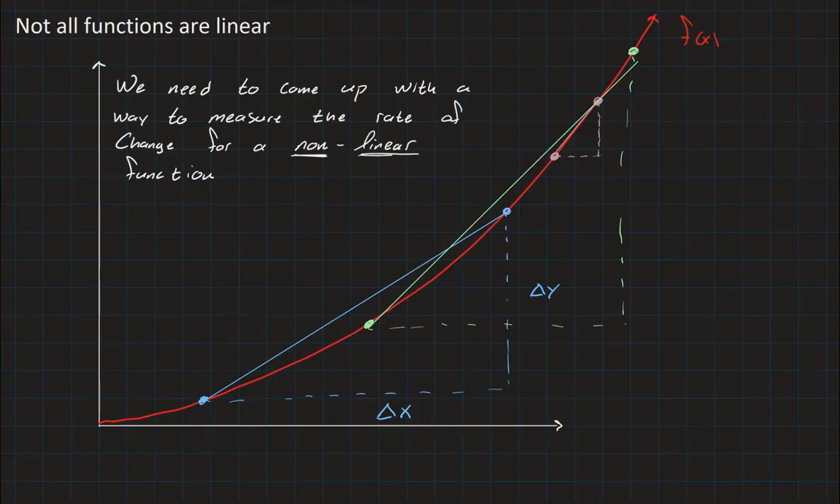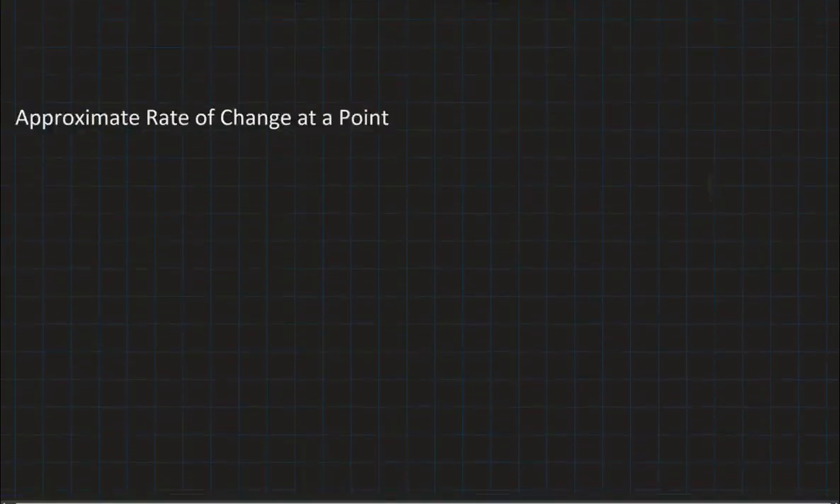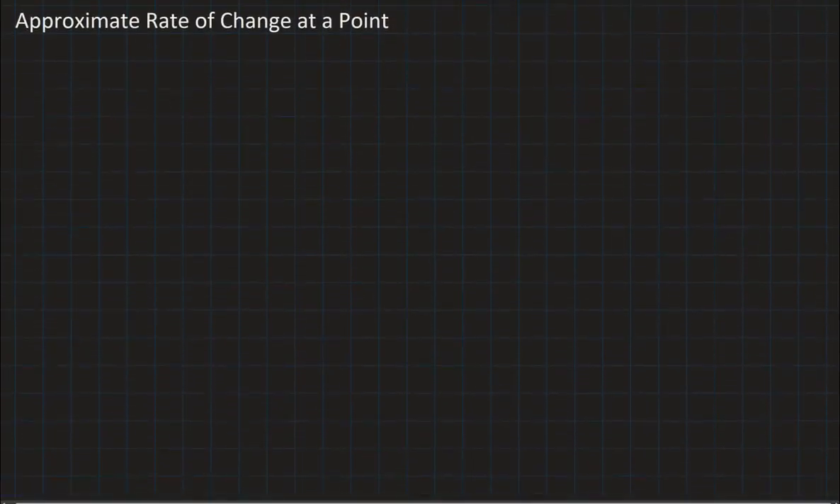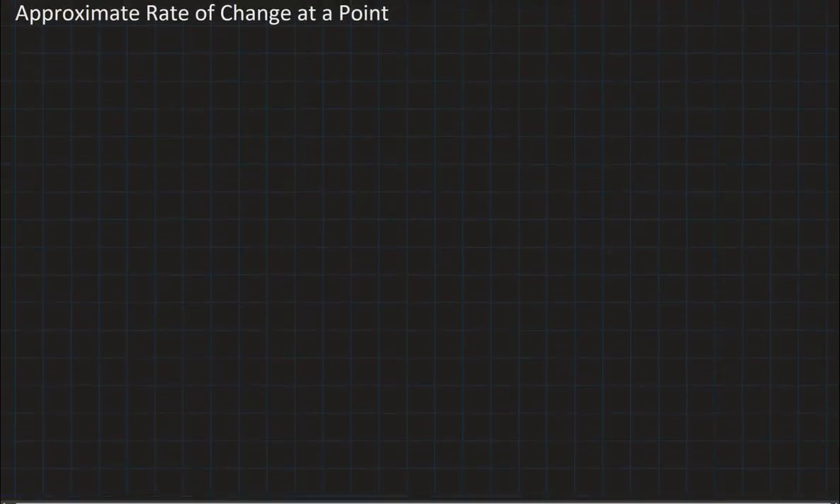So this is what we're going to be developing in the first part of this class, the tools and methods to measure the rate of change for a non-linear function. That is the tangent problem of differential calculus. So before we can actually find the slope of a curve at a point, what we need to do is come up with a way to approximate the rate of change at a point, or approximate the slope at a point.